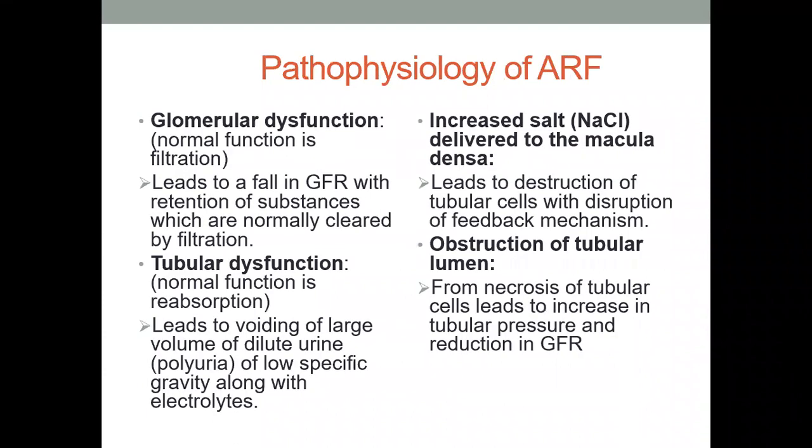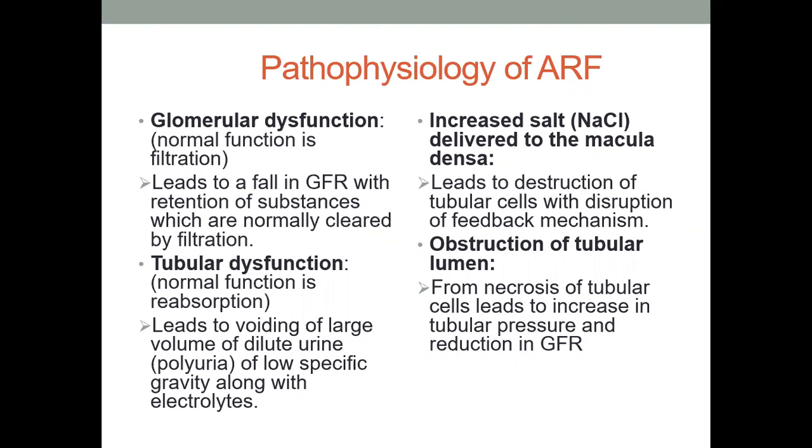Now, how does acute kidney or acute renal failure develop? All right, it starts with glomerular dysfunction. Don't forget that the normal function of the glomerulus is filtration. So when there's a destruction or dysfunction of the glomerulus, this will lead to a fall in glomerular filtration rate. And what does this mean? It leads to retention of substances which are normally cleared by filtration.